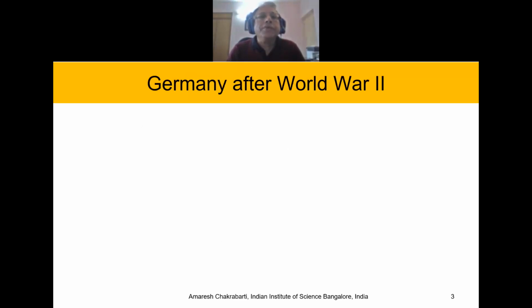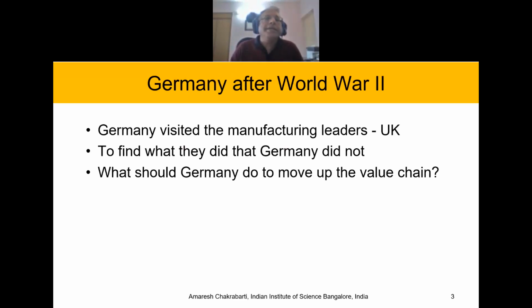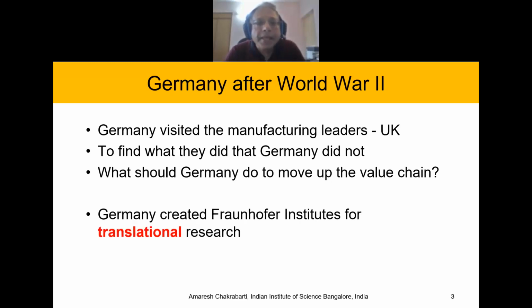Now, fast forward to Germany after World War II. They were in tatters and visited the manufacturing leaders, including the UK, once again to find out what it was that Germany was not doing that others were doing. One of the things that came out of that is that there was a gap between industry and academia in manufacturing, and this is something that needed additional effort to bridge, and they came up with the Fraunhofers for translational research.